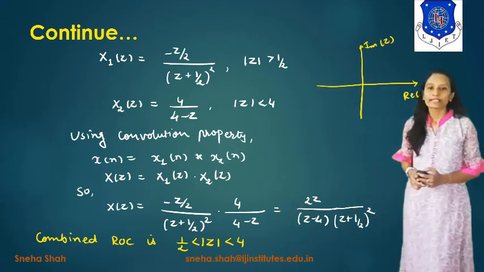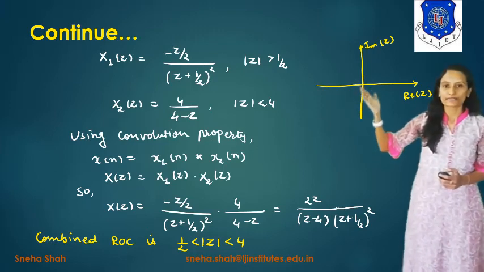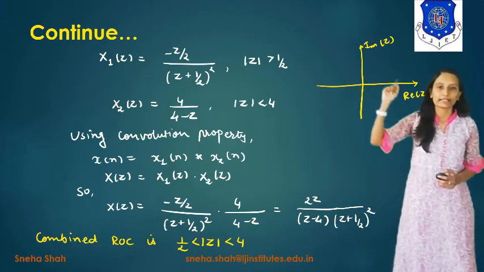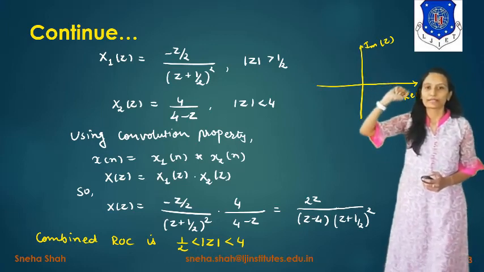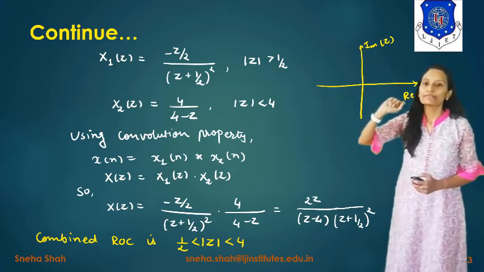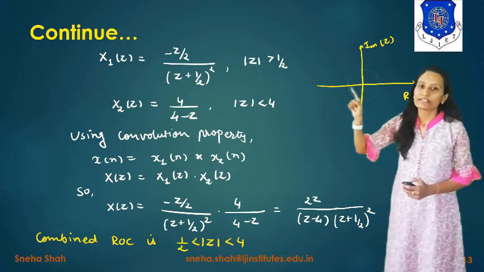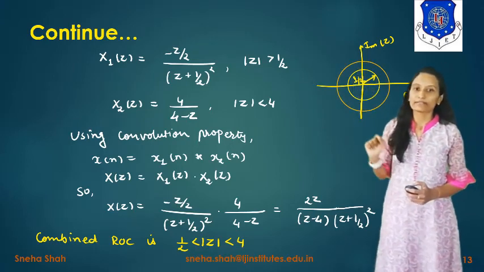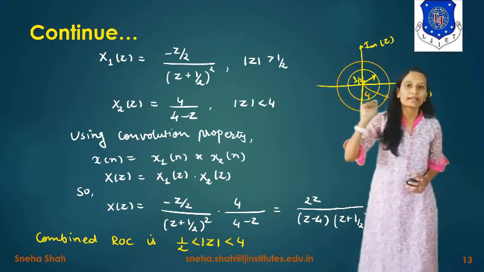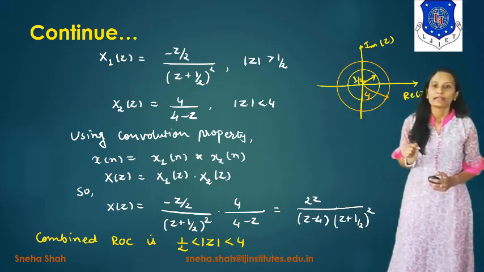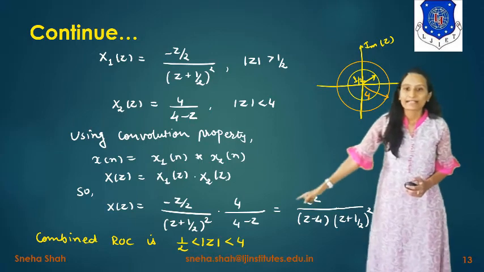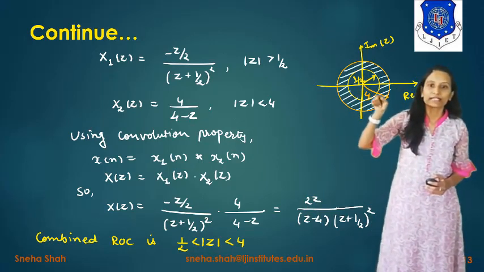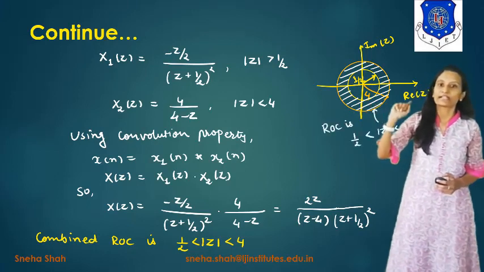If we draw the final ROC, you can see that this one is the Z plane. On the x-axis we have drawn the real part, and on the y-axis the imaginary part of Z. First we draw a circle with a radius of 1/2, and the second circle with a radius of 4. The ROC will be outside the 1/2 circle. The combined ROC is in between these two circles, so it will be a ring between them. So this one is the final ROC.